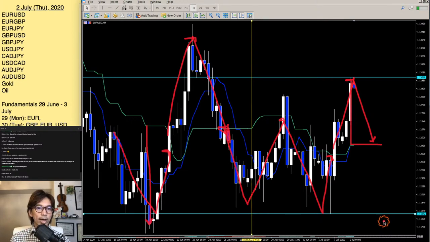And this is another way to use these Hanne lines. This concept is very effective whenever you want to take trades in the range. I don't recommend you to take trades in the range unless you know how to manage your own money.